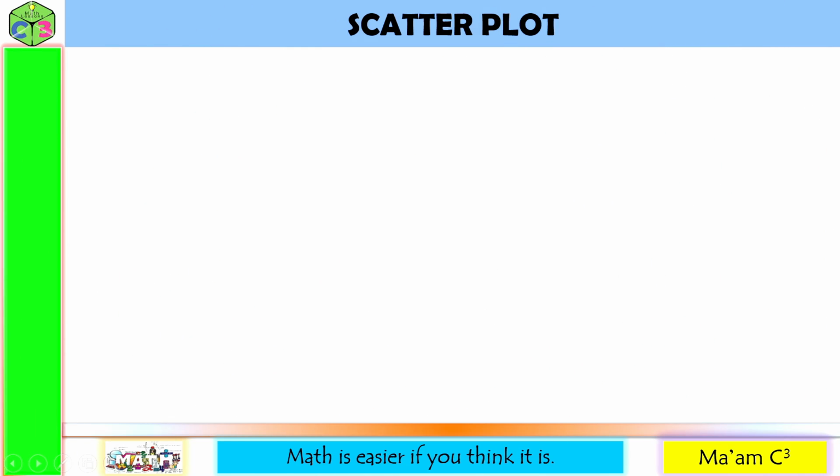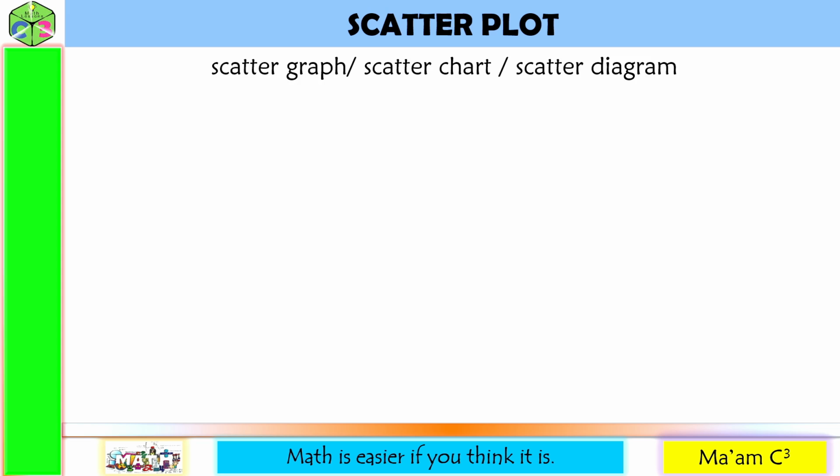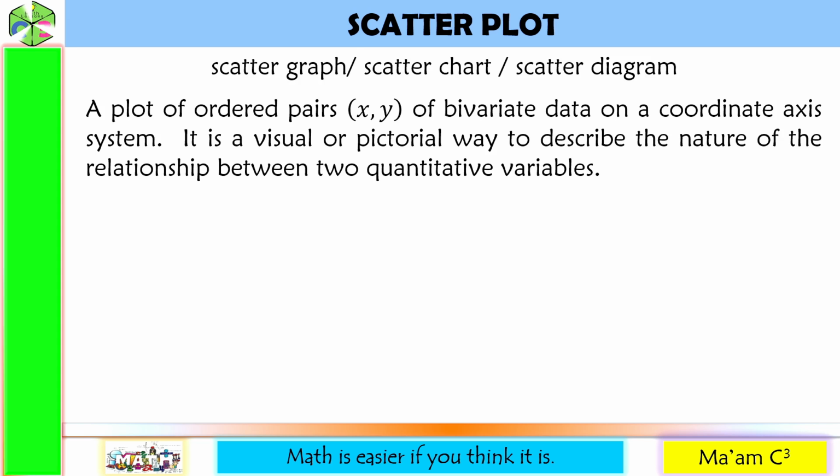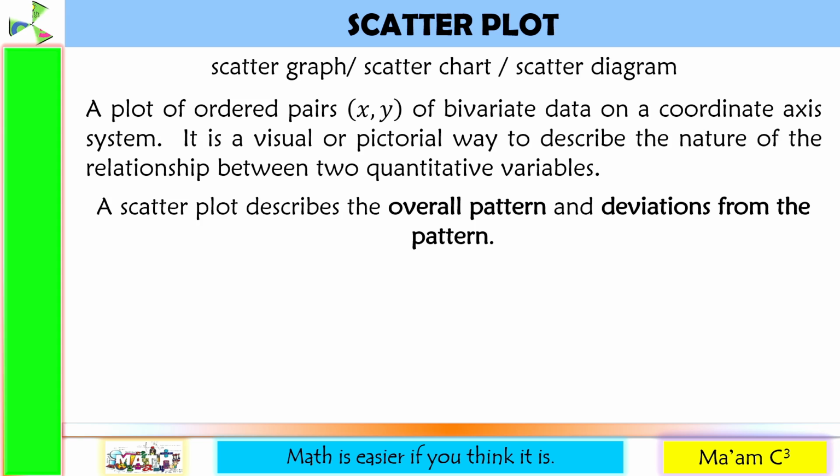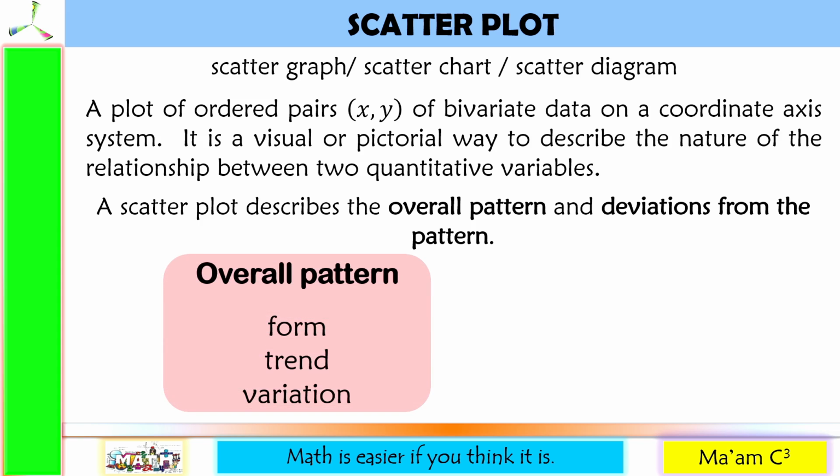A scatter plot, also known as a scatter graph, a scatter chart, or a scatter diagram, is a plot of ordered pairs x, y of bivariate data on a coordinate axis system. It is a visual or pictorial way to describe the nature of the relationship between two quantitative variables. A scatter plot describes the overall pattern and deviations from the pattern. For the overall pattern, we have the form, trend, and variation. And for deviations from the pattern, we have what we call outliers.